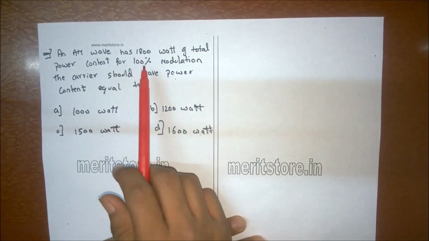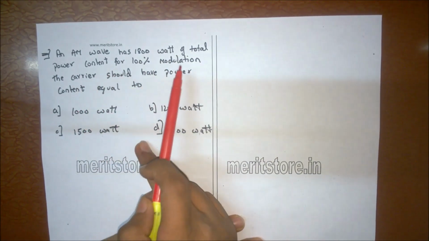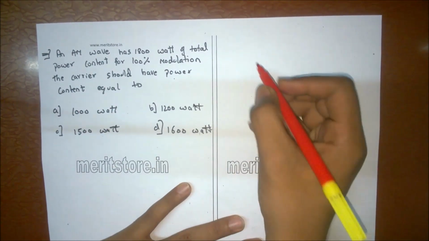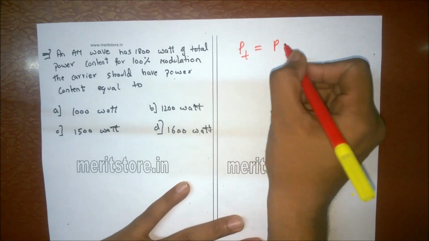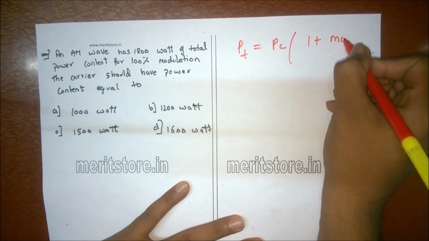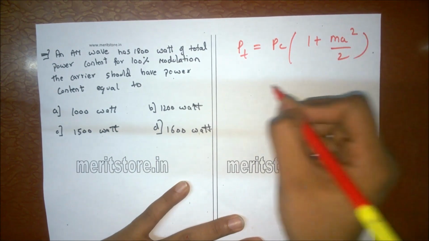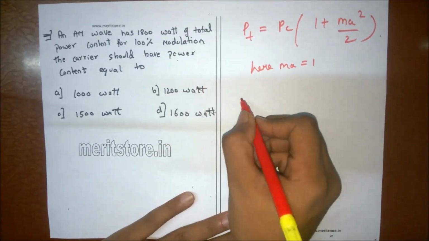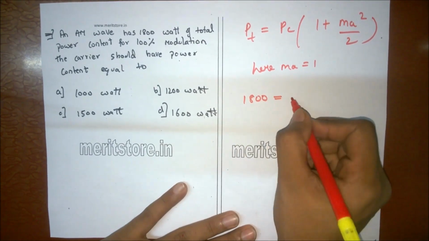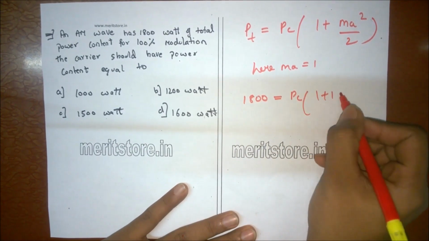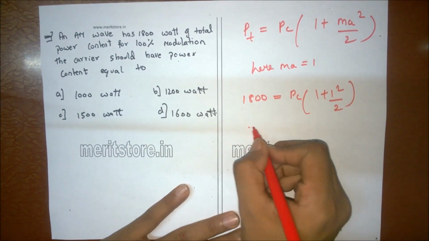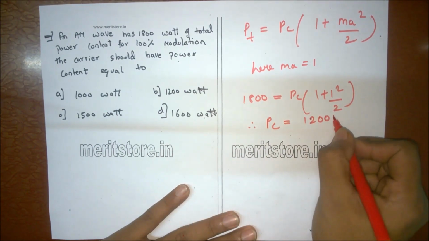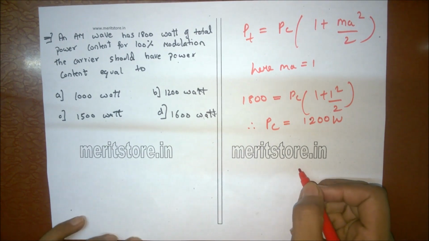An AM wave has 1800 watt of total power content for 100% modulation. The carrier should have power content equal to, here are the options. Now, the total power PT is equal to PC into 1 plus Ma the whole square upon 2. Here, Ma is equal to 1. Therefore, total power is given as 1800 watts, which is 1800 is equal to PC into 1 plus 1 the whole square upon 2. Therefore, PC is equal to 1200 watts. Therefore, the correct answer is option B.